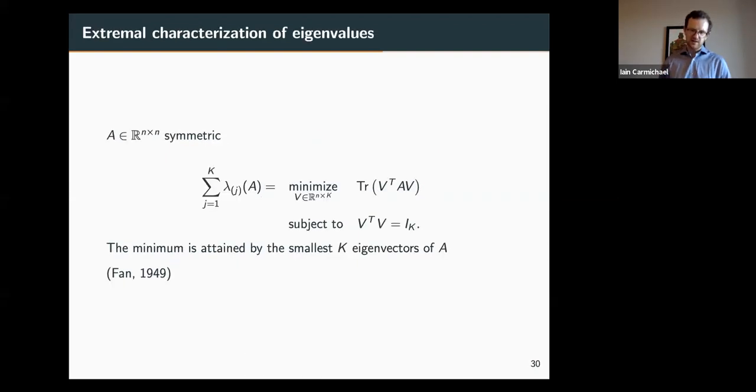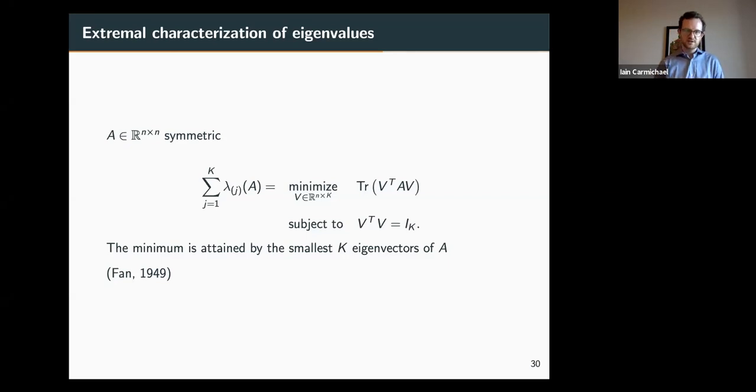Okay, and so the way we're going to do that is with a mild generalization of the famous Ky Fan's theorem. Fan's theorem says I have some symmetric matrix A, and the sum of the smallest k eigenvalues is equal to the minimum of some optimization problem. This optimization problem is to minimize this quantity right here over some matrix V, subject to some orthogonality constraints. This is called the extremal representation of the smallest k eigenvalues.